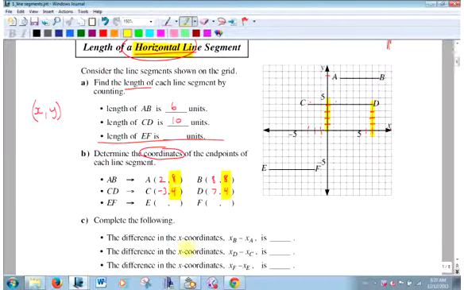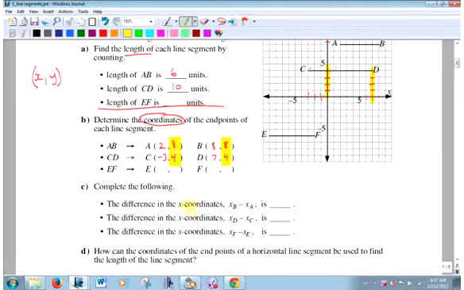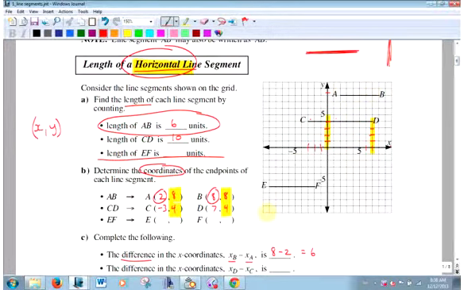So, complete the following. What's the difference in the x coordinates? Here's an x coordinate, here's an x coordinate. They want this in a particular order. What is the x coordinate for point B? That's 8. What is the x coordinate for point A? That's 2. And they want the difference. So that is 6. Have we seen this number before? Isn't that how long this thing is? Yeah. So if we take the difference of the x coordinates, we get how long the line is.